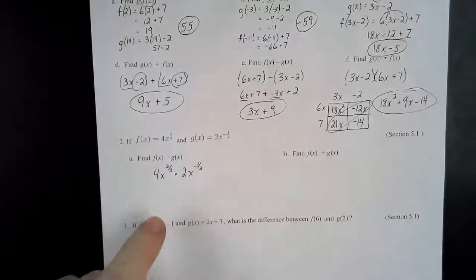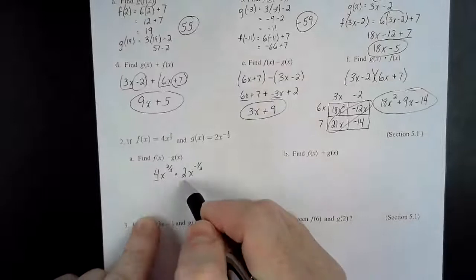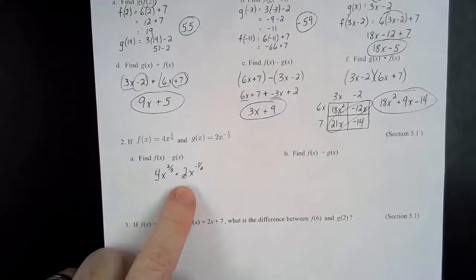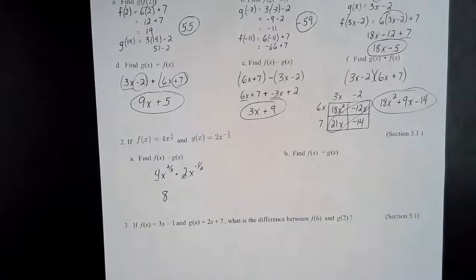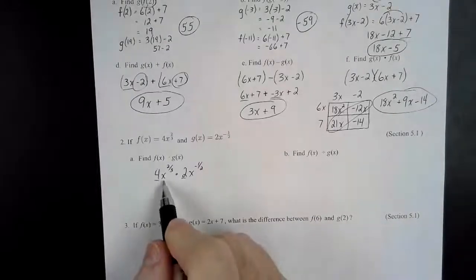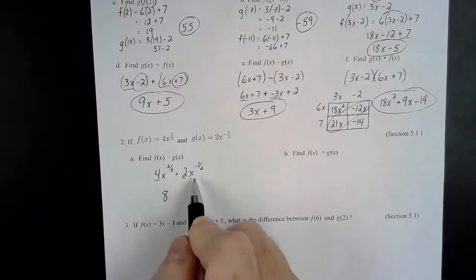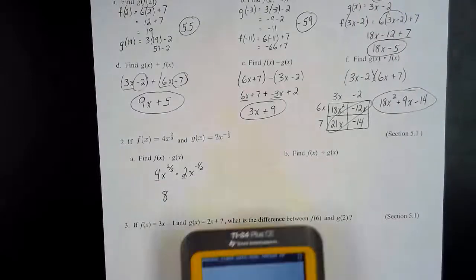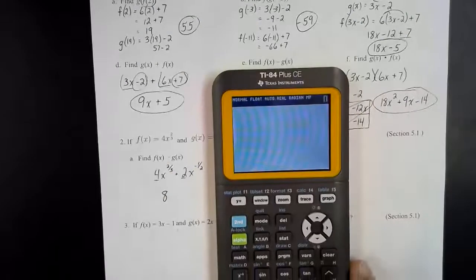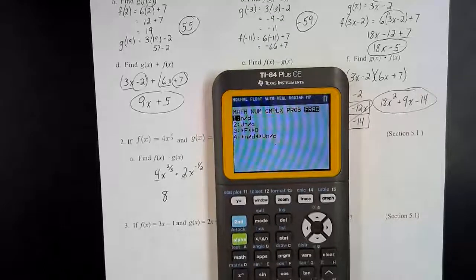Now when they look like this, you're just going to take the coefficients and multiply them together. So 4 times 2 is 8. And this is on the calculator. When you multiply like bases, we have an x and an x. When you're multiplying, you add the exponents. So I'm going to add two fractions together here.